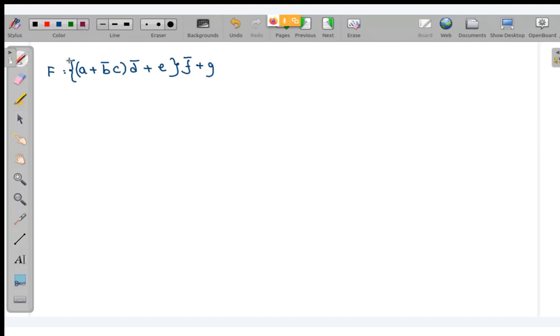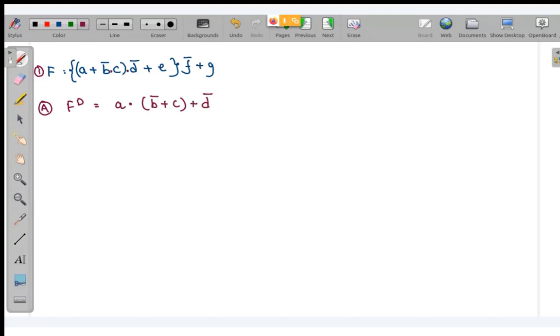So look very carefully. This is the question. What is the first step? First step is calculating the dual. So if I calculate the dual, a plus will be replaced with a dot. This is B complement dot C, so this will be B complement plus C. Next you can see there is a dot D over here, so this will be plus D.